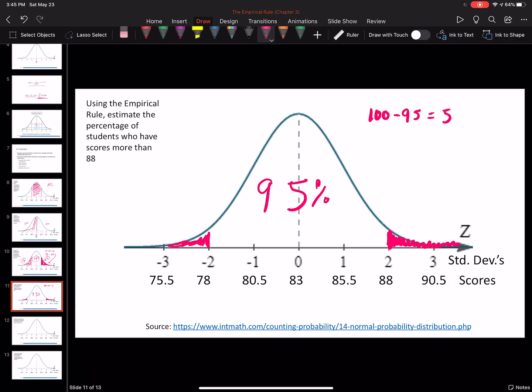What that tells me is that in both tails the area is 5%. So I'm going to divide that by 2, and we get 2.5. That means 2.5 and 2.5. So this is my answer, 2.5%.